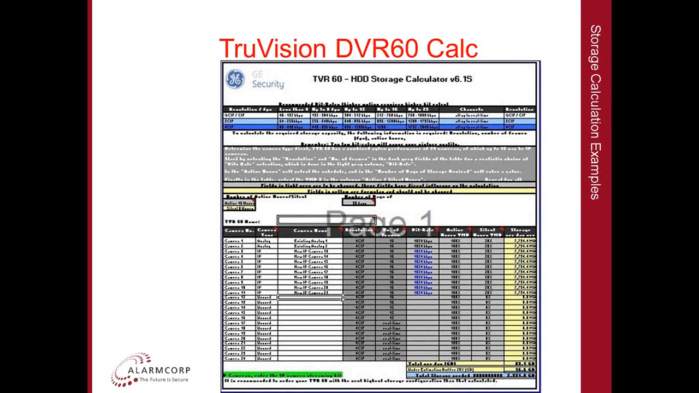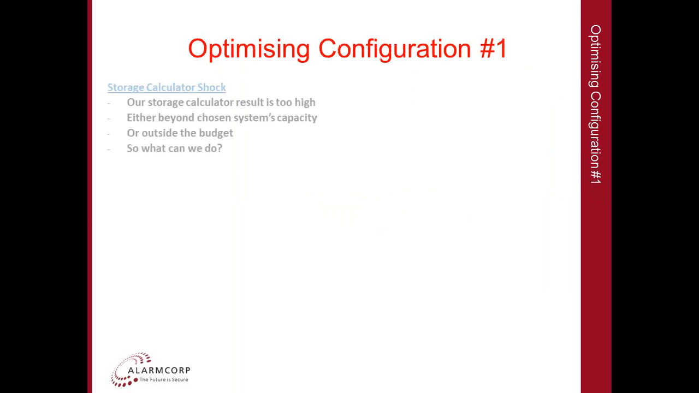Okay, so now let's look at optimizing configuration. Storage calculator shock. We've just plugged in the numbers and the storage result is way too high. Either it's beyond a chosen system's capacity. For example, our DVR is limited to 16 terabytes on board and we need 24 terabytes. Or it's outside the budget. In this example, we've allowed for 1 DVR, but because we think we need 24 terabytes, we'd actually need to buy 2. So what can we do?